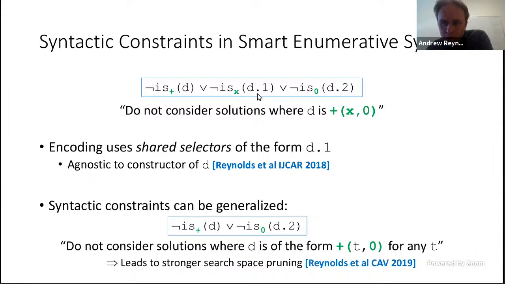And the nice thing that you can do when you have this sort of representation of syntax constraints is you can actually generalize them. So I can reason, given this example, that I never want to consider a D where it's of the form t plus 0 for any t. And it's simple to express this. You just drop the middle constraint. So this is what we call theory rewriting with structural generalization. This is described in our CAV 2019 paper.